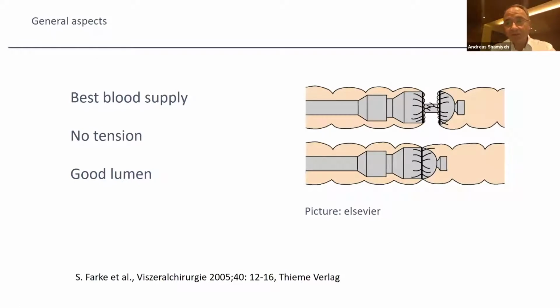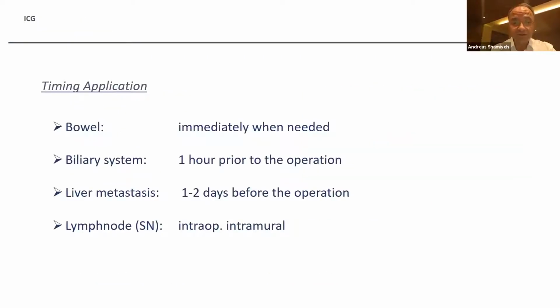The goal of every surgeon, as we discussed in the last webinars, is a perfect anastomosis and a low leakage rate. I showed this picture in the first or second webinar. You need the best blood supply, no tension, good lumen, and of course, the best technical skills. And the best blood supply, we realized, you cannot judge every time just by looking at the anastomosis. ICG, which I have used for more than 2 years, gives you really good support.